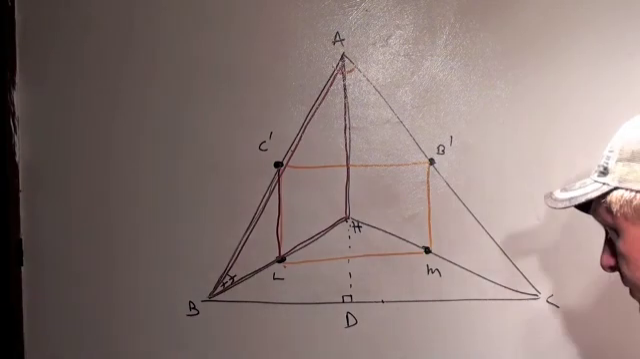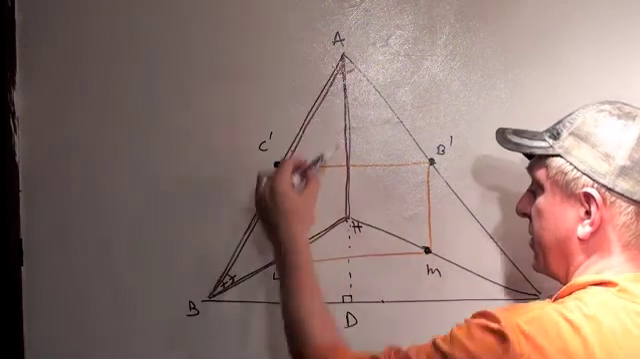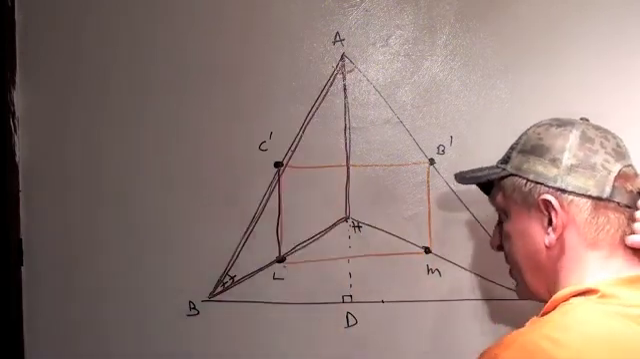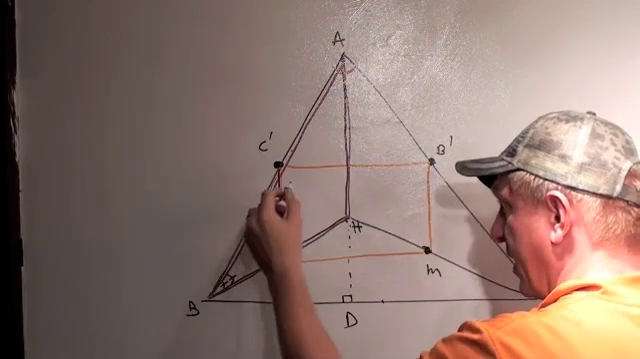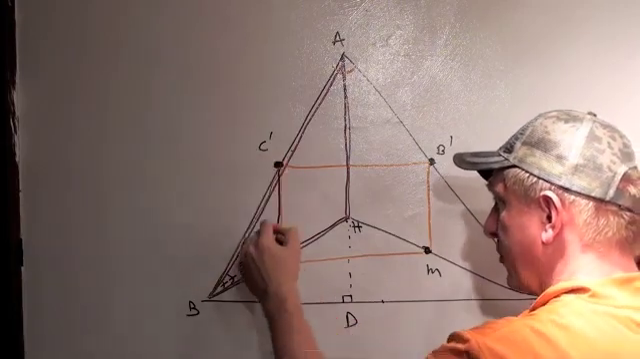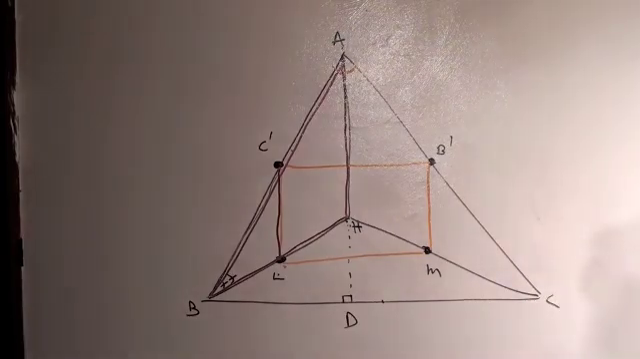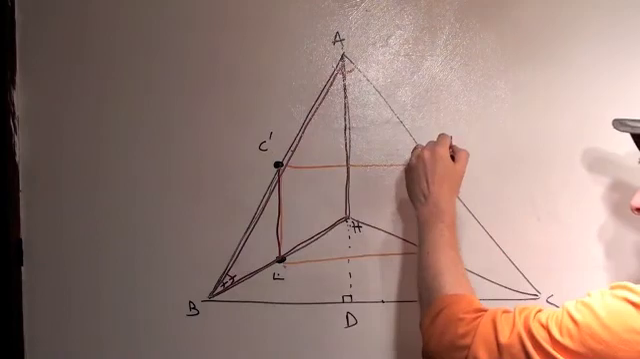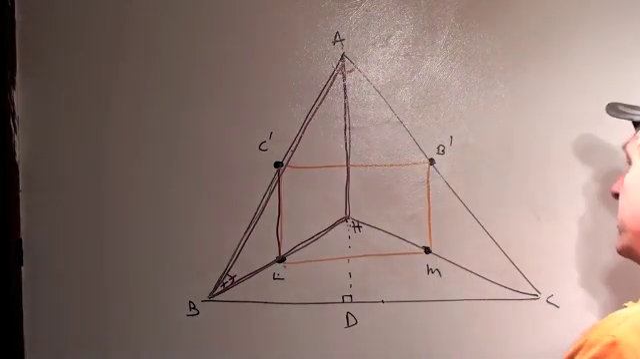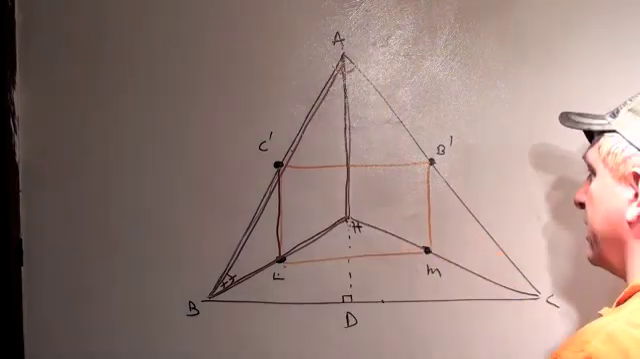And now, since BC' is parallel to BA and BL is parallel to BH, we know that not only are the triangles similar, their sides are parallel, and that means C'L is parallel to AH. The exact same argument, but with these triangles over here, AHC and B'MC, shows that B'M is parallel to AH.